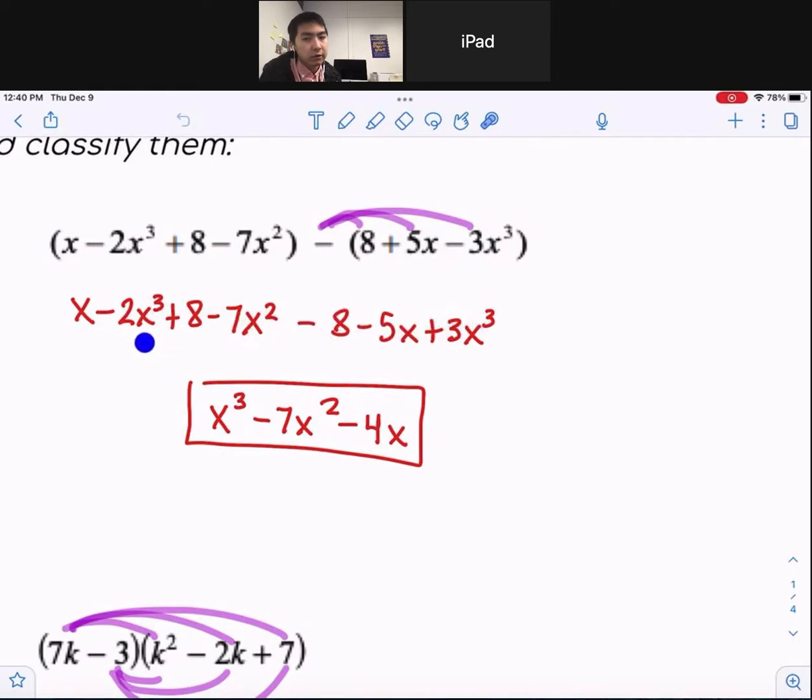The x to the third, so negative 2 plus 3 is positive x to the third. Look at your second degree. This is the only second degree, so just drop that down. And then for your x terms, x minus 5x is negative 4x, and 8 minus 8 is 0. So that's what we would get.